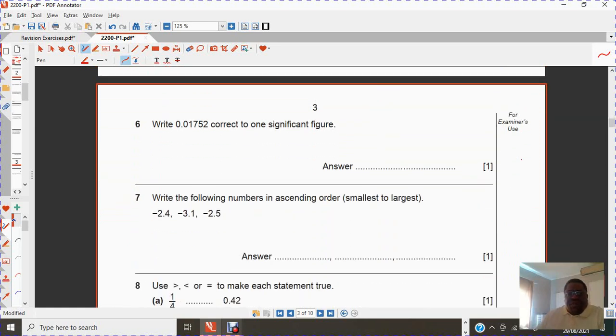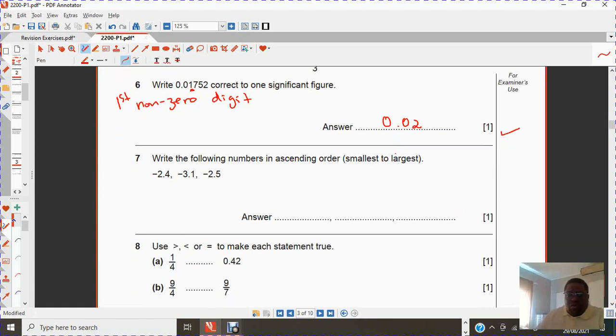Right, question 6, you're supposed to write to one significant figure. A significant figure is the first non-zero digit. So the first non-zero digit is 1, but your answer won't be 1, so you have to look at the next one, a 7, so it's going to be 0.02. Okay, it's still less than a unit, so you can't go ahead and then just write 2. That is too far from 0.01 something number.